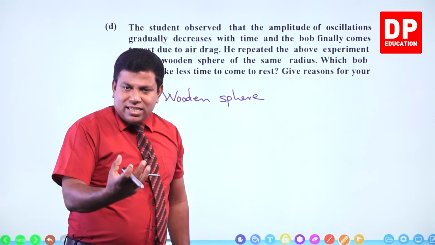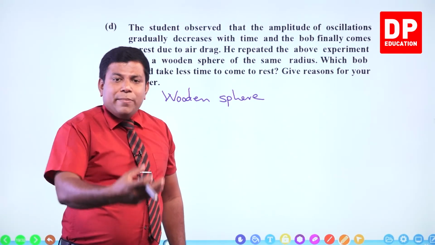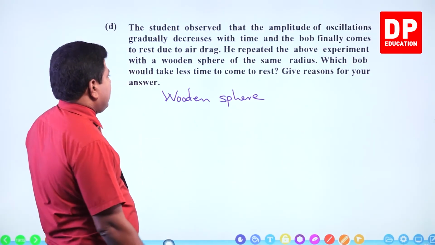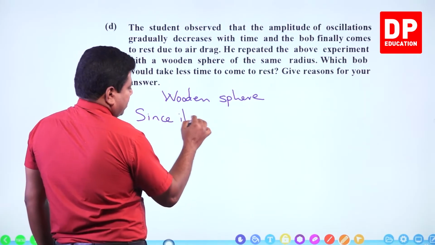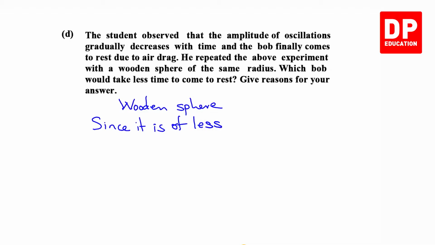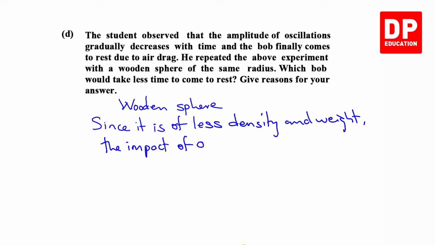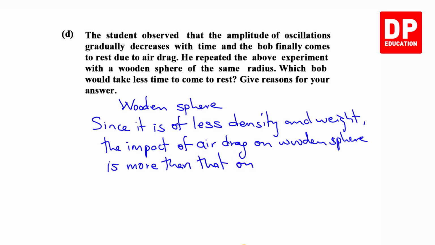since it is less dense, it has less weight, the impact of air drag will be significant, will be more, right? Since it is of lower density and weight, the impact of air drag on the wooden sphere is more than that on the other one.